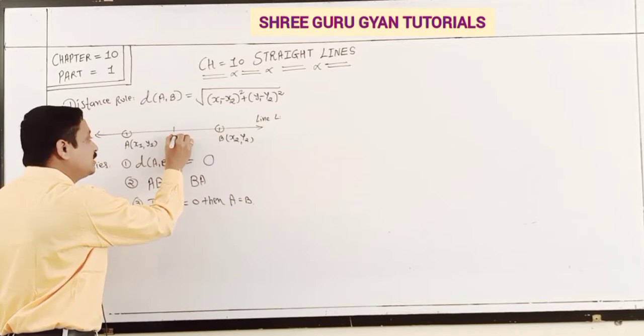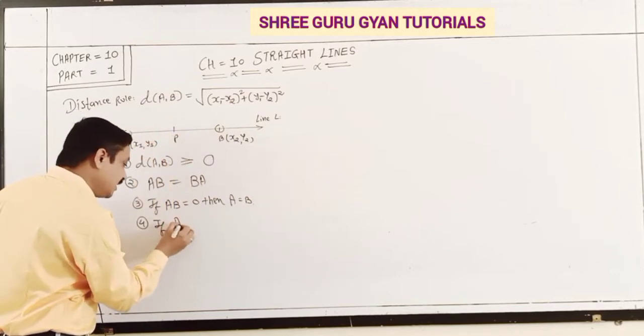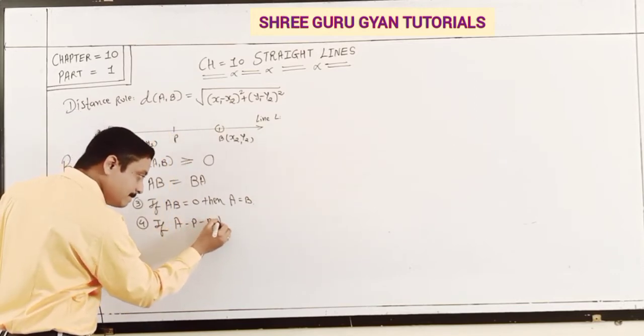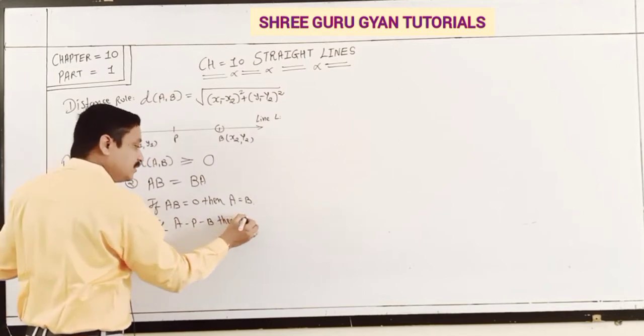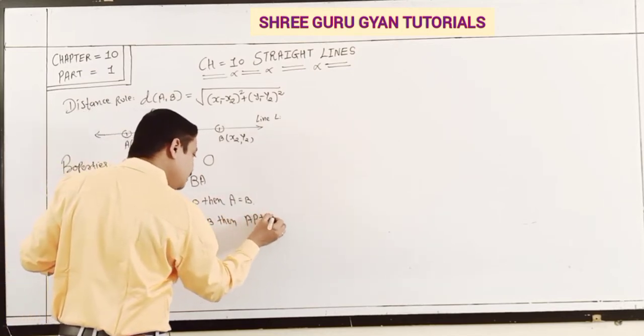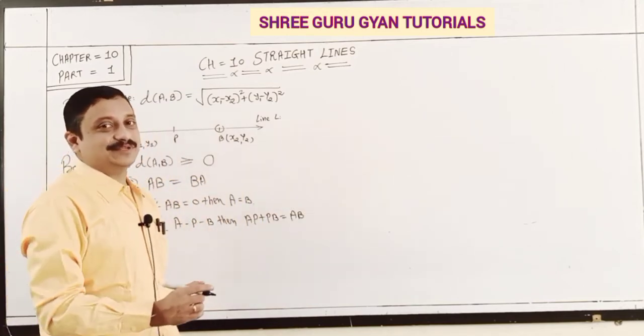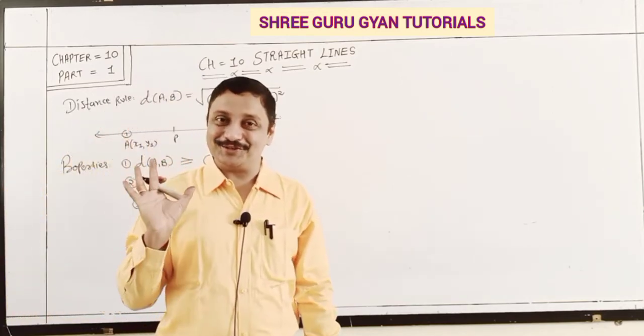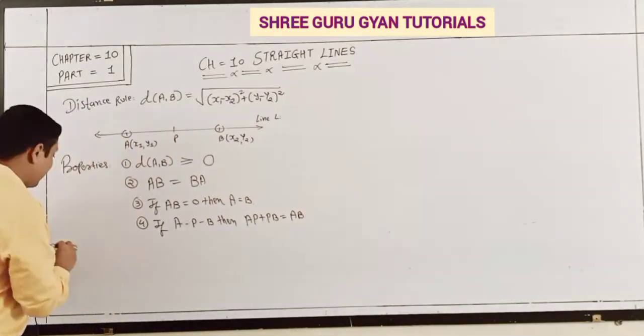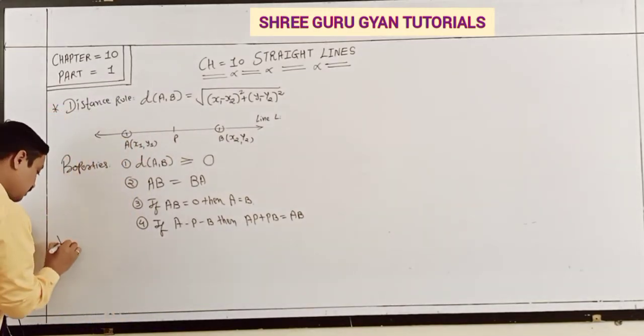If one point P lies between A and B, then necessarily AP plus PB is equal to AB, where P lies between A and B. Yes, then after that we go ahead to the next points.